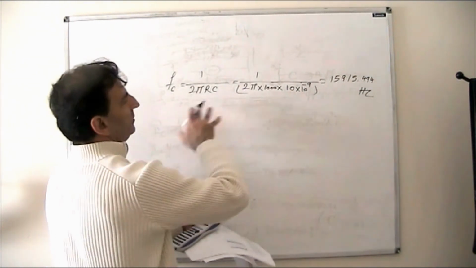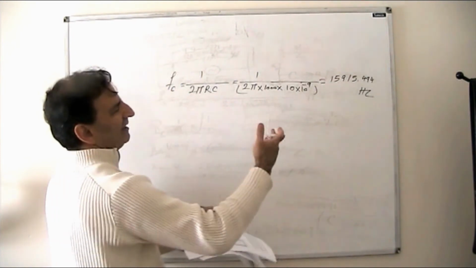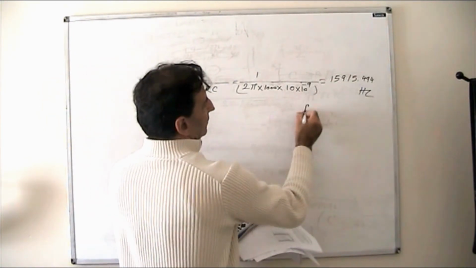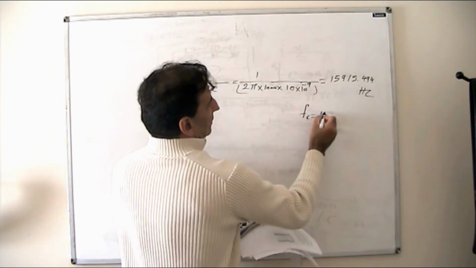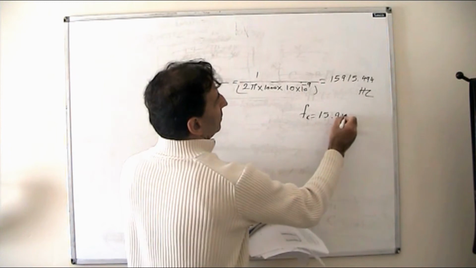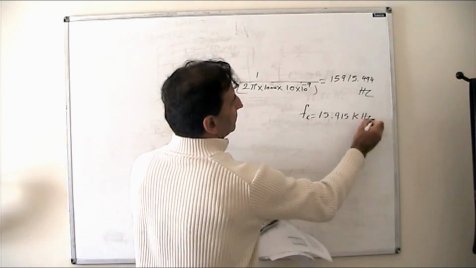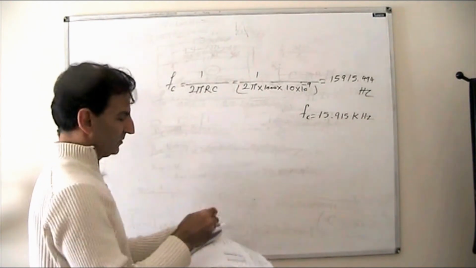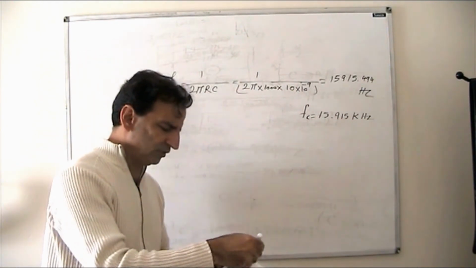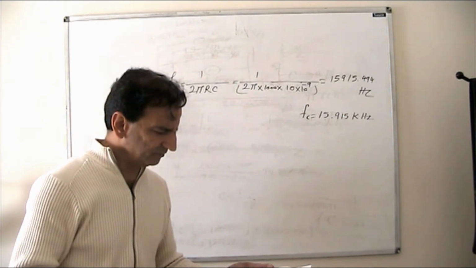So the answer for the cutoff frequency will be 15,915 Hertz, or you could just say cutoff frequency is 15.915 kilohertz. So that's the calculation. I'll show you the rest of it on the screen.